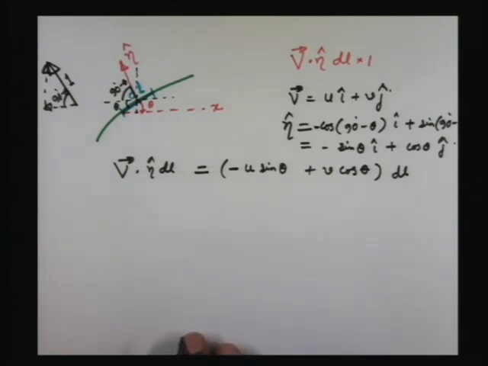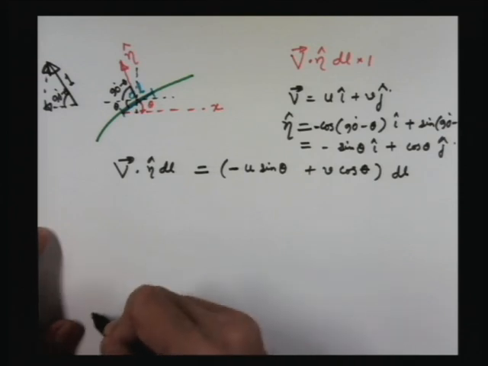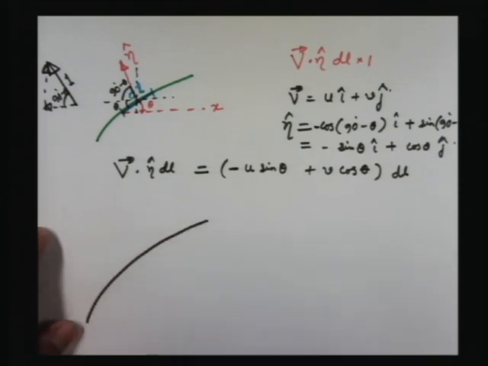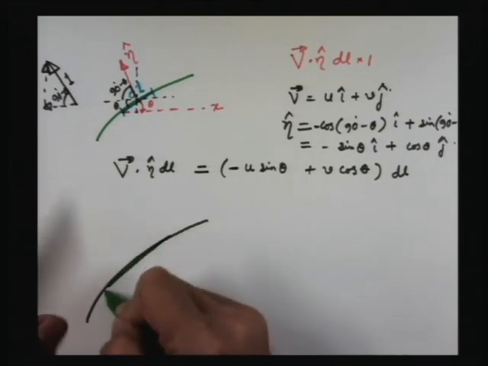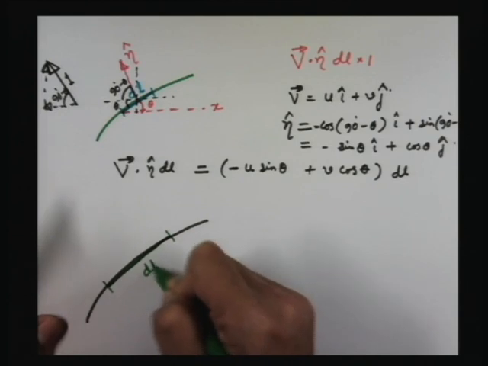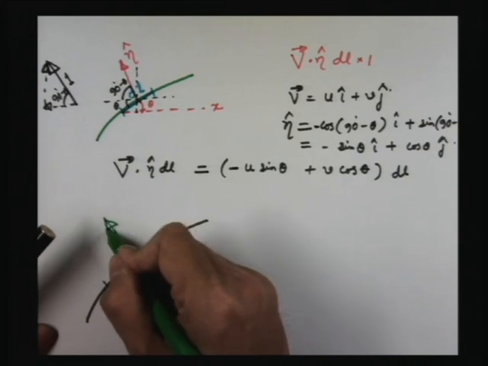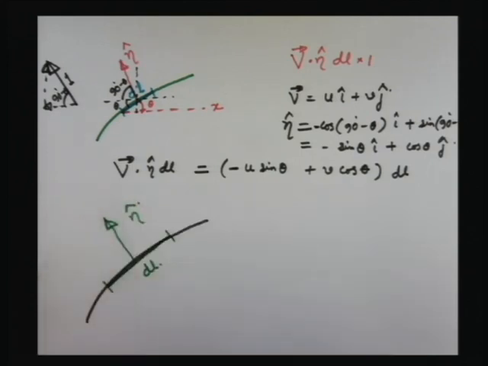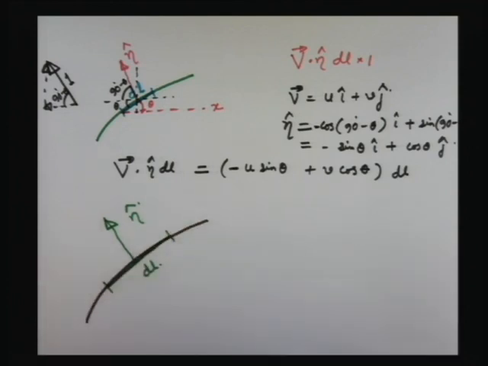Curved boundary, okay. So this is not a curved boundary actually, it is a curved line element. So you have a line like this, this is dl, and this is its normal direction. So V dot eta dl is what is required for this one.